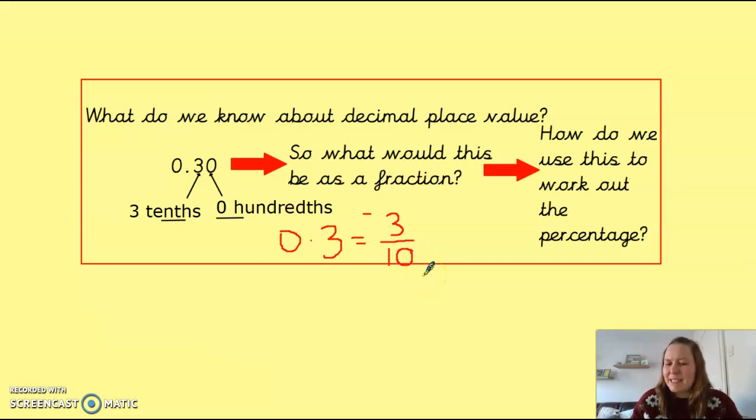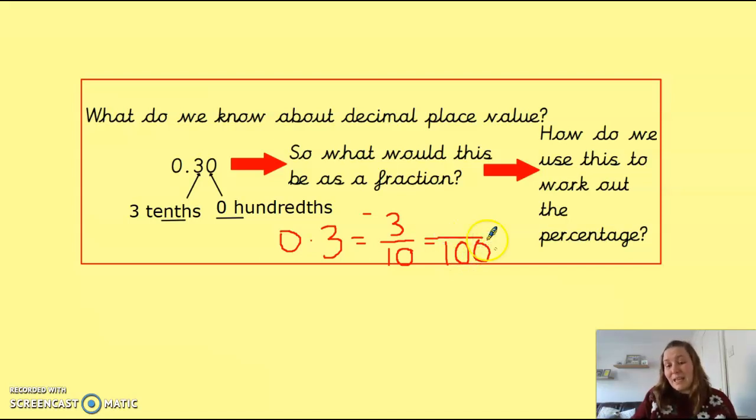Now, as a percentage, how will I do this? I can't write 3% because it's not 3 out of 100. It's 3 out of 10. So first I need to work out what it would be out of 100 by finding an equivalent fraction. This is like what we did last week, and it's like what Miss White showed you yesterday.